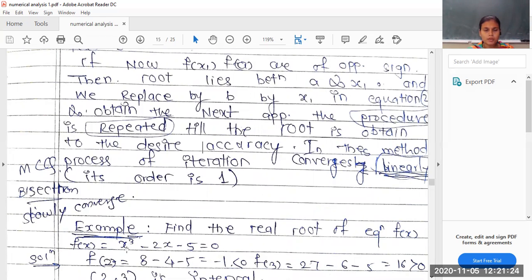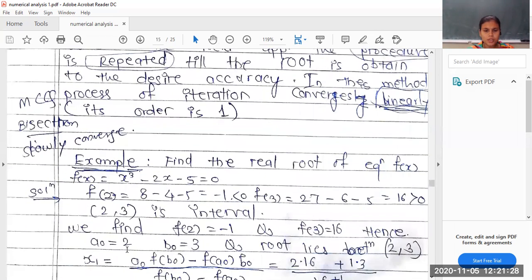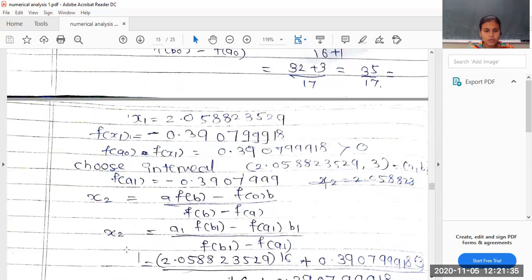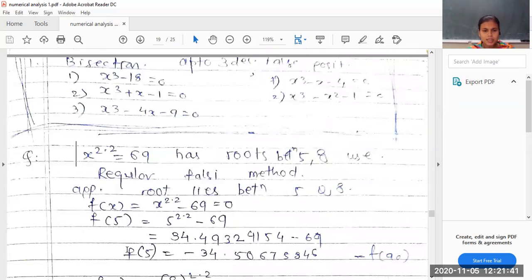Again you have to follow the same procedure. Here we have got x1 equal to, but next you have to find x2 equal to, which is in terms of a1 and b1. So here x1 is in terms of a naught b naught. What will be x2? It will be in terms of a1 and b1. And these are the examples.